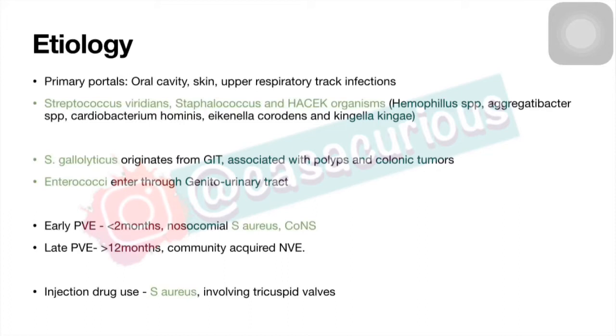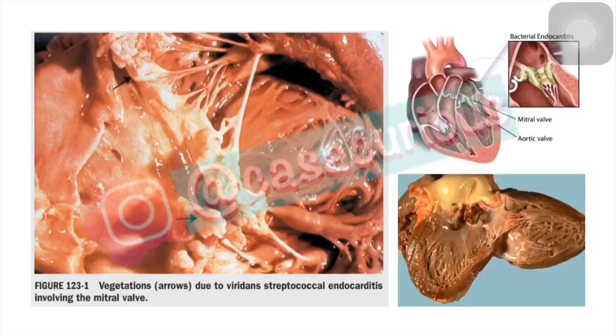Cases beginning more than 1 year after valve surgery are caused by the same organisms that cause community-acquired native valve endocarditis. Endocarditis occurring among IV drug users, especially involving the tricuspid valve, is commonly caused by Staphylococcus. This slide represents the vegetation seen on the mitral valve due to viridans Streptococcus. The mitral valve is the most commonly involved valve.